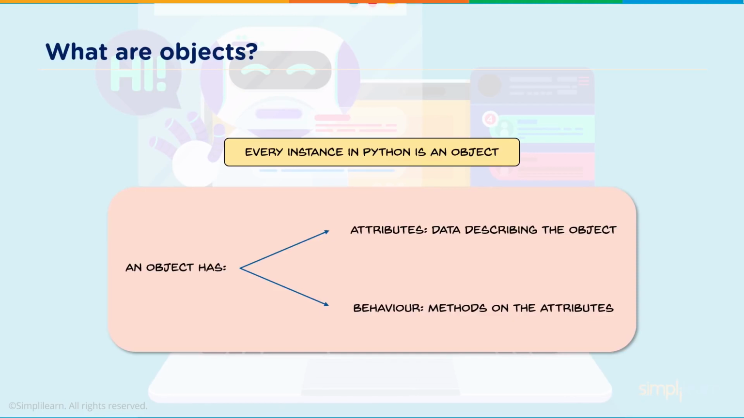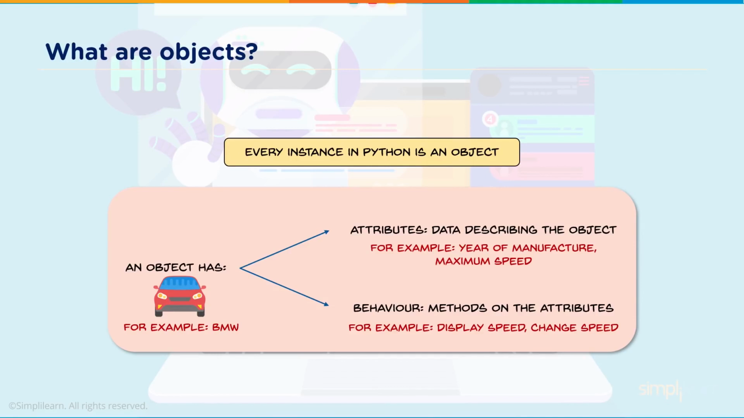And when we talk about an object in programming, an object has two different things: attributes, which is data describing the object, and behavior, methods on the attributes. So the first one is your actual data, and the second is what are you doing to that data. And if you're a car lover, we're going to use cars as an example. This is kind of easy to see how that might fit into the different objects. So we're going to start with a BMW, for example. That's an object. And with the BMW, you might have the year of the manufacturer, maximum speed. Those would be attributes of that car.